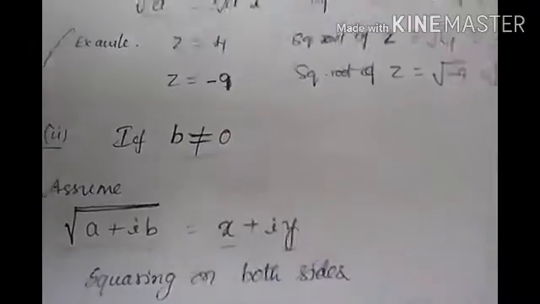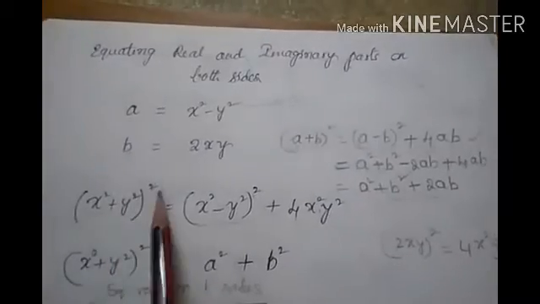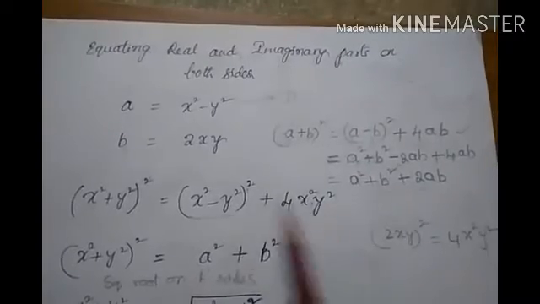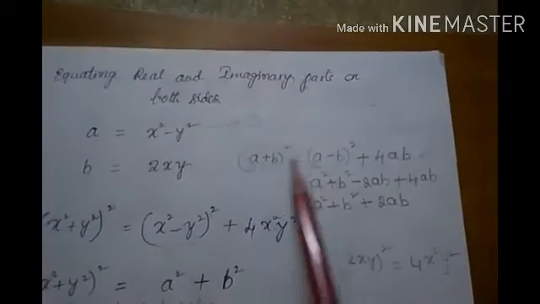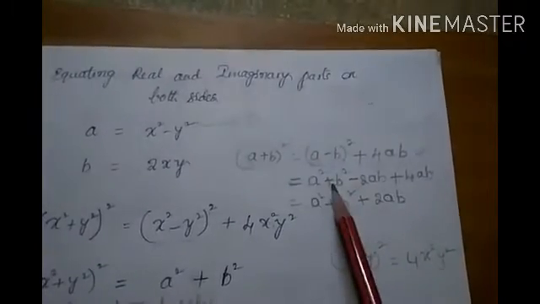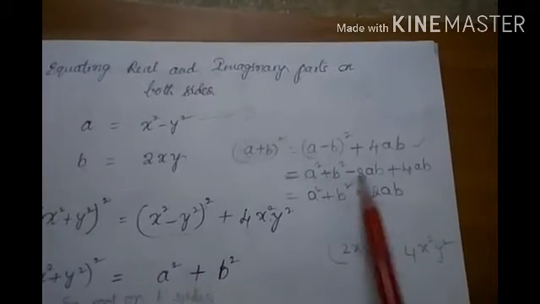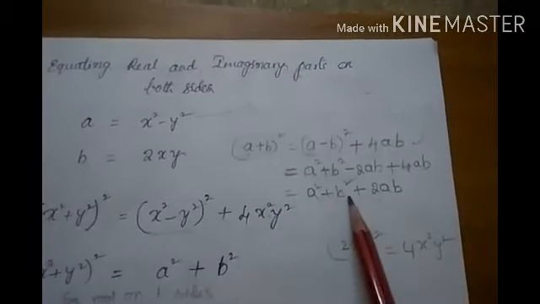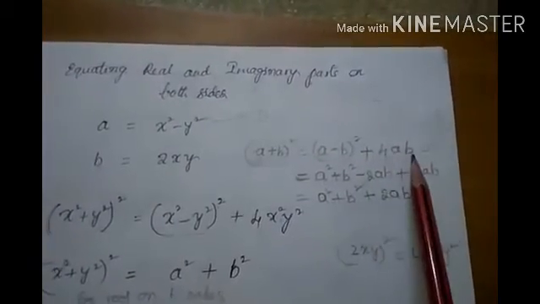So for this purpose, we take x square plus y square whole square equal to x square minus y square whole square plus 4x square y square. How can you write it like this? Let us observe a plus b whole square. A plus b whole square can be written as a minus b whole square plus 4ab. What is a minus b whole square? A square plus b square minus 2ab plus 4ab, which gives plus 2ab. That means a plus b whole square gives a square plus b square plus 2ab. So a plus b whole square can be written as a minus b whole square plus 4ab.